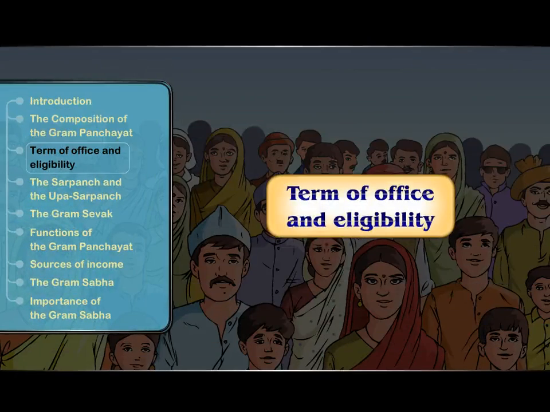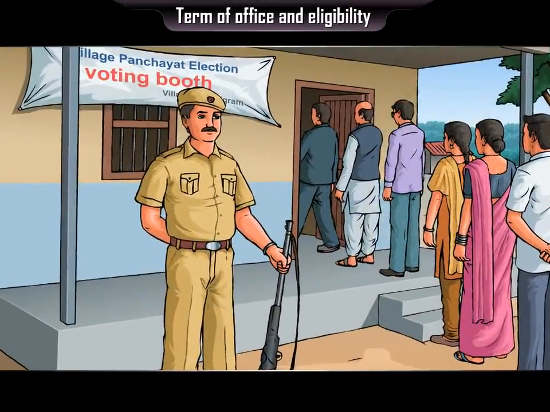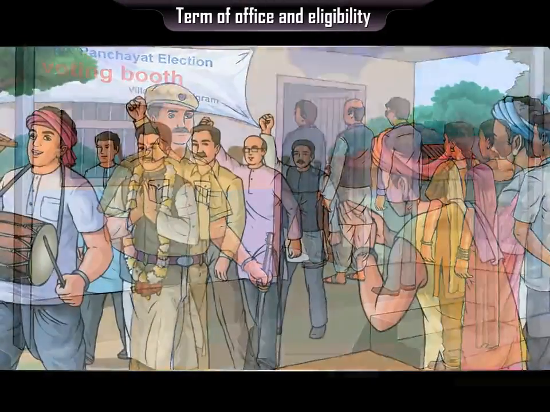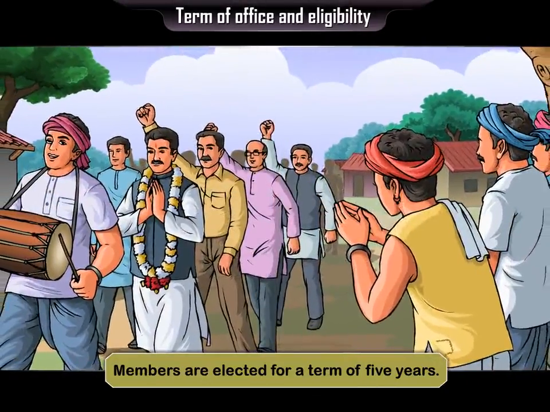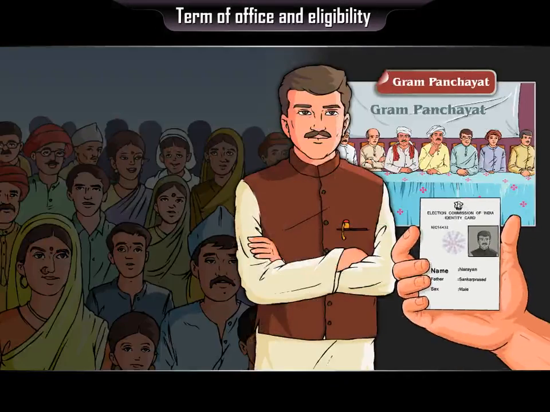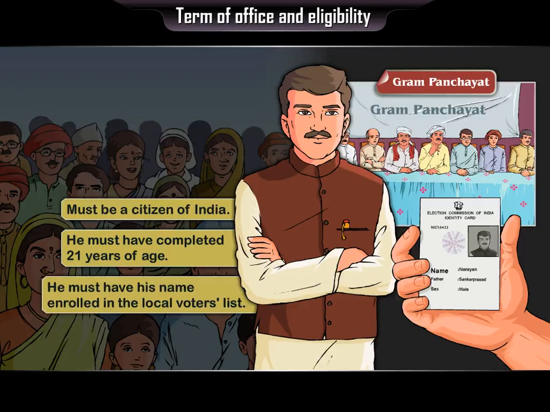Term of office and eligibility. Elections to the Gram Panchayat are held every 5 years. Members are elected for a term of 5 years. A person contesting the Gram Panchayat elections must be a citizen of India. He must have completed 21 years of age. He must have his name enrolled in the local voters list.